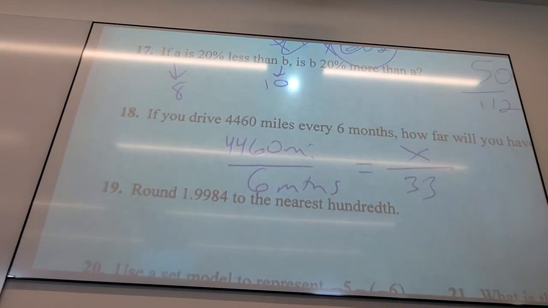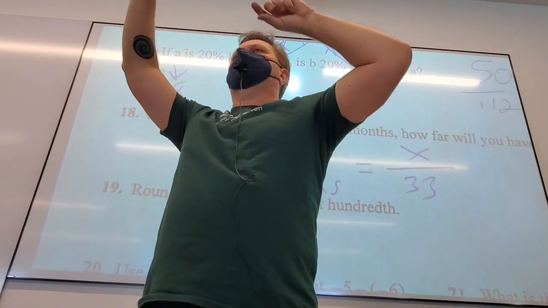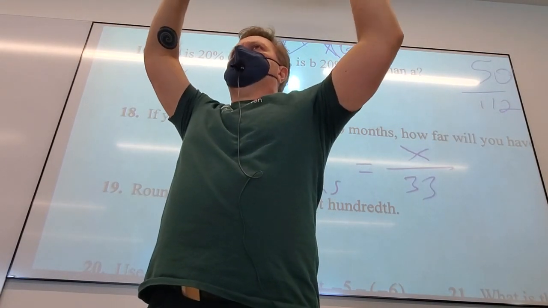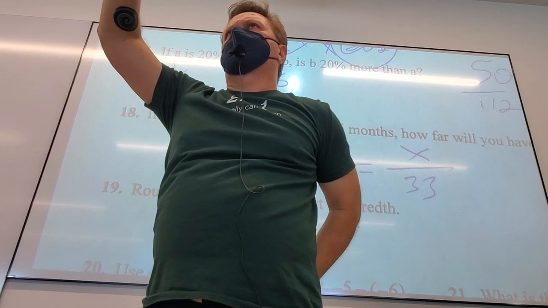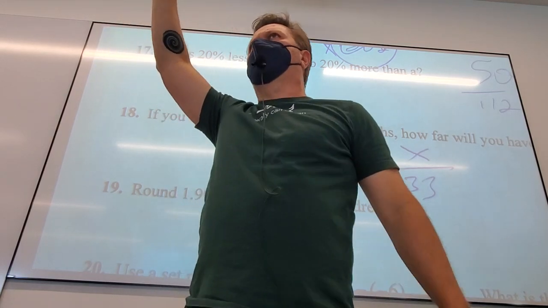So are you with me? Why can I just pick a number? Because if this is true, it's always true. So I just pick something. If B is 10, A is 8. How do I get 20% more than A?